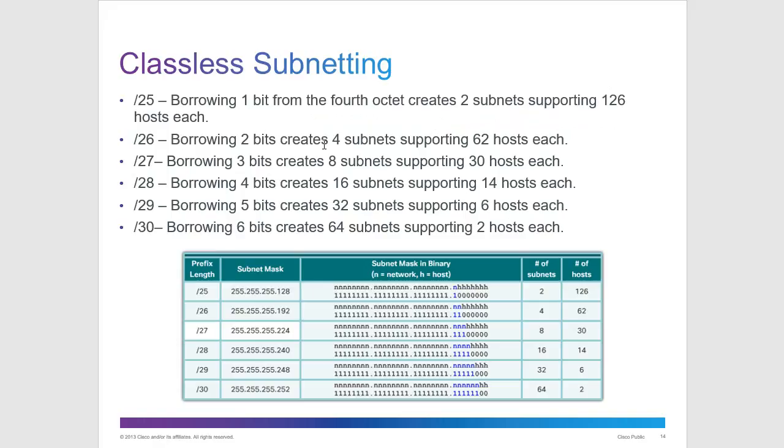Borrowing 2 bits in, you get 4 subnets supporting 62 hosts each. Borrowing 3 bits, you get 8. 4 bits, you get 16 subnets, 14 hosts, and so on and so forth. How do we come up with those numbers in the easiest way possible?